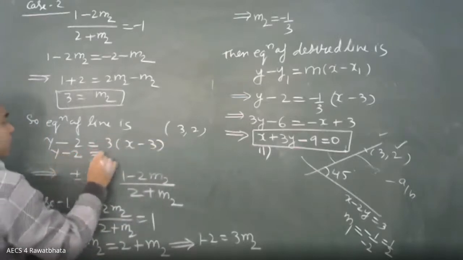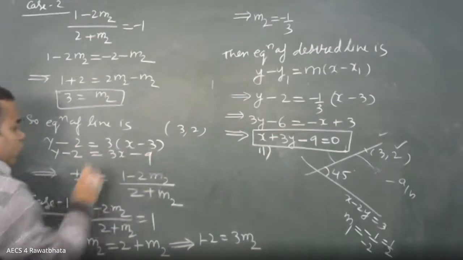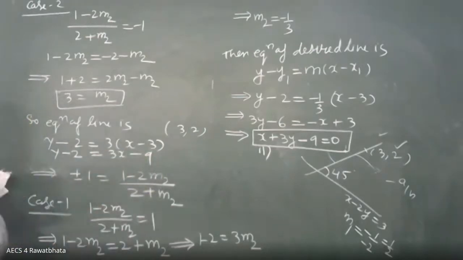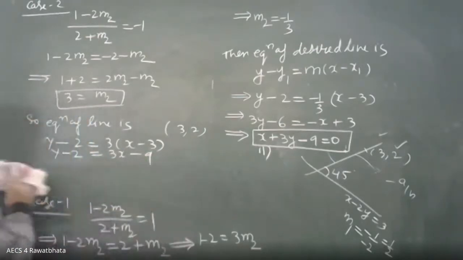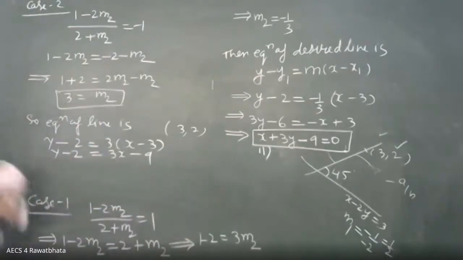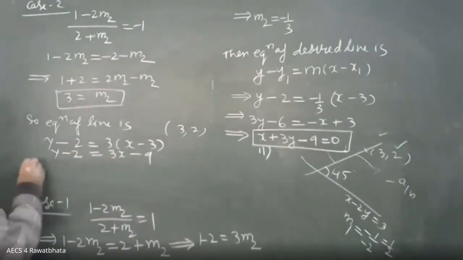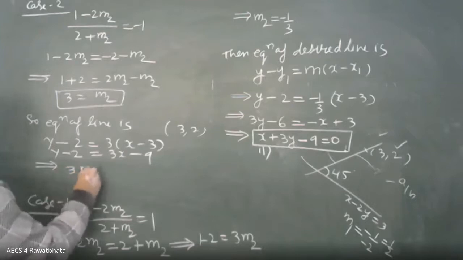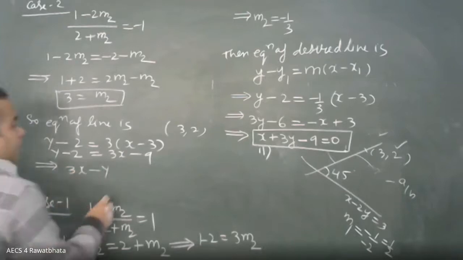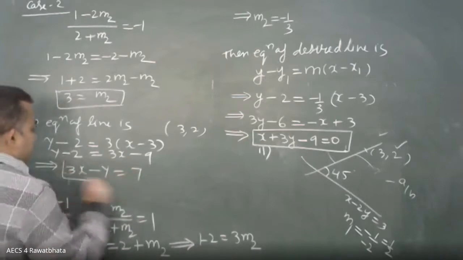Multiply fully. Take all the terms to one side. And this will become 3x minus y equals 7. Check the answer, please.